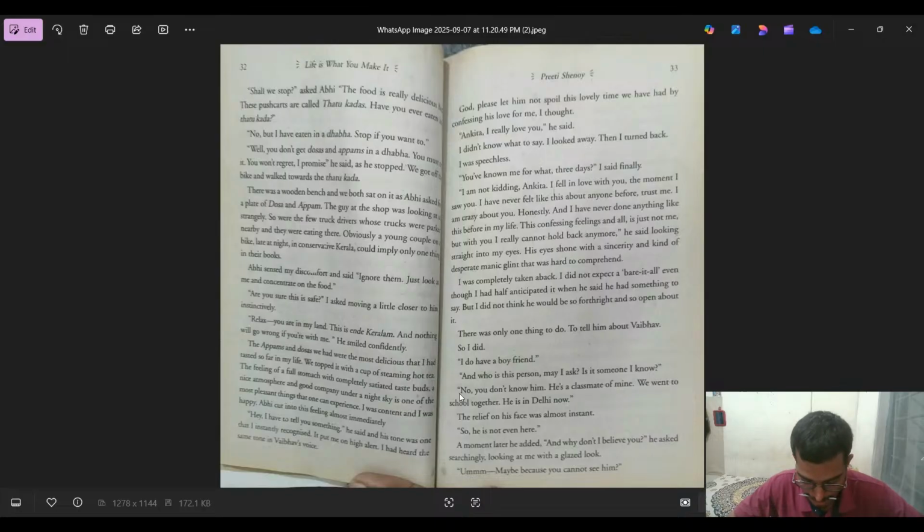The relief on his face was almost instant. So he is not even here. A moment later he added, "And why don't I believe you?" He asked searchingly, looking at me with a glad look. Maybe because you cannot see him. Ha ha.